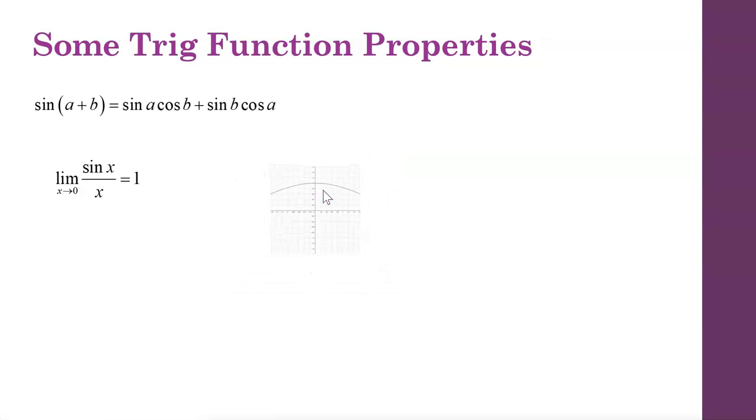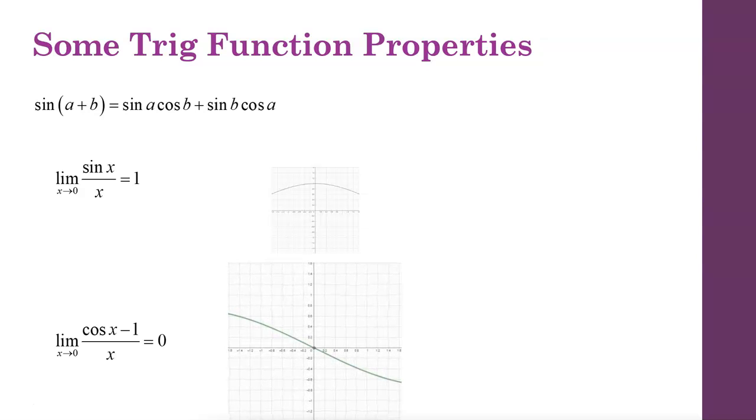And its counterpart that we are going to need is the limit as x goes to 0 of cosine of x minus 1 over x, which is equal to 0. Again, if we look at the graph for that function, we'll see that that function gets closer and closer to 0 as x gets close to 0. So those we're going to need in our derivation for the derivative of sine of x.